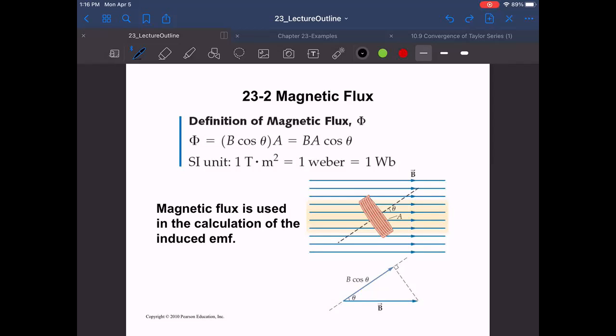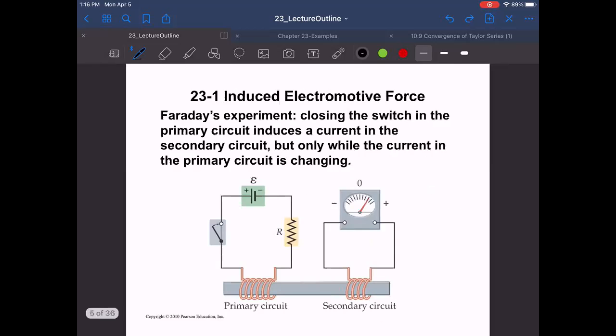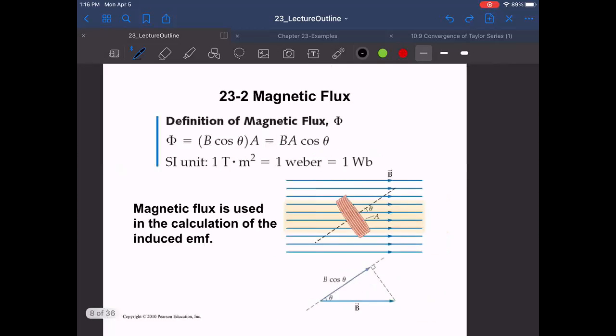Last little thing in there. How about just flat out vary the magnetic field, right? If you just turn on or off the magnetic field, you can do that as well. That's how our first little look at a transformer works. It varies the magnetic field, okay? So just a few different ways.